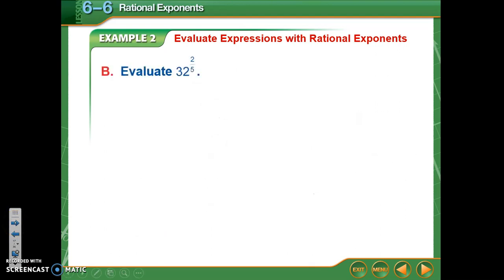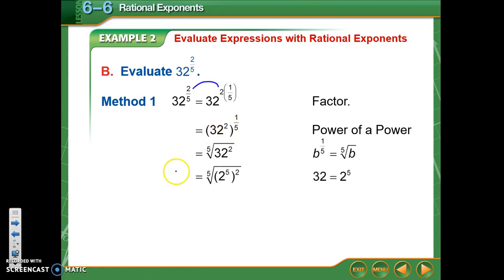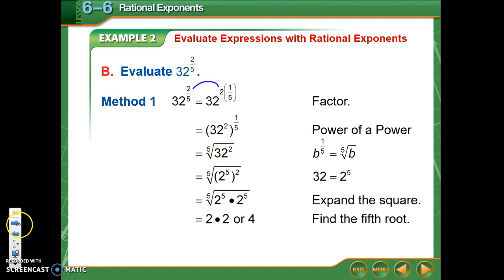Okay, let's try two methods with this one, 32 to the 2/5. My first method would be, okay, I'm going to split up this exponent of 2/5. So that's like 32 squared to the 1/5, right? 2 times 1/5 is 2/5. So I'm just rewriting what it looks like. 32 squared to the 1/5. Well, this 1/5 is a root, right? That 1/5 is like the 5th root of 32 squared. The 5th root of 32 is 2. And so I end up with 2 squared, which is 4.